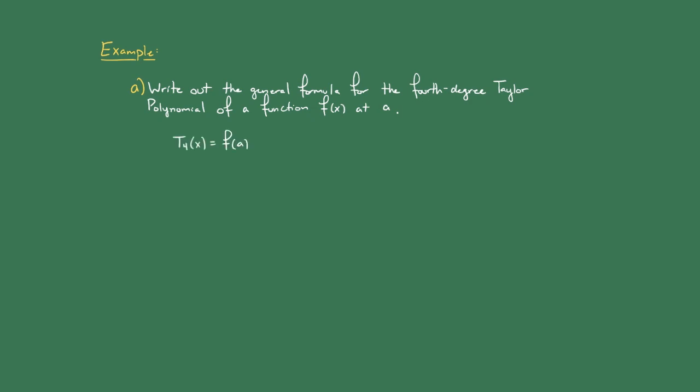T sub 4 of x is equal to f of a plus f prime of a over 1 times x minus a, and you keep going until you get to the fourth derivative of f at a divided by 4 factorial times x minus a to the fourth. So that wasn't so hard.